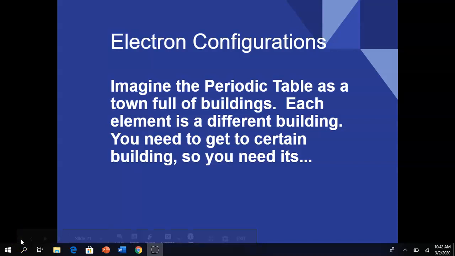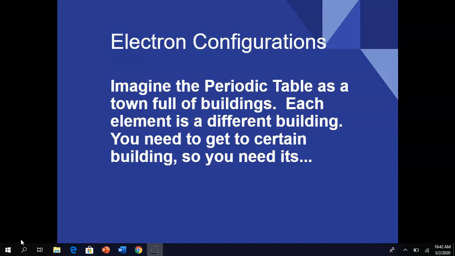So in today's lesson, we're going to talk about electron configuration. Before you get started, I want you to take a moment to think in your head of a periodic table, or look at one in your notebook that we've been working on, and look at the whole periodic table as if it was a town. So this is like the city of Charlotte.